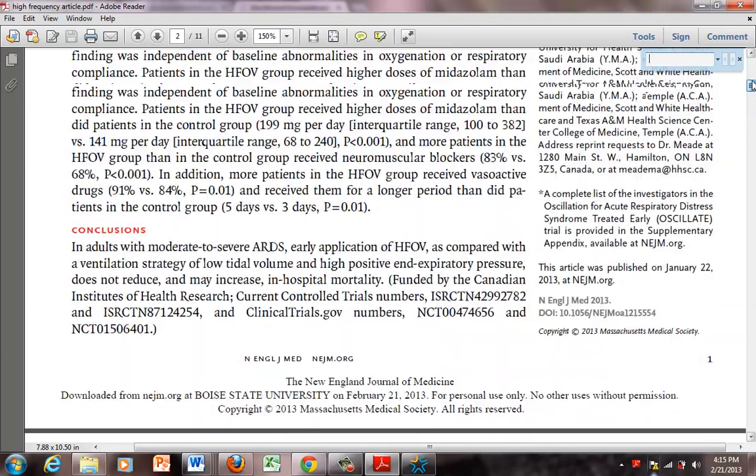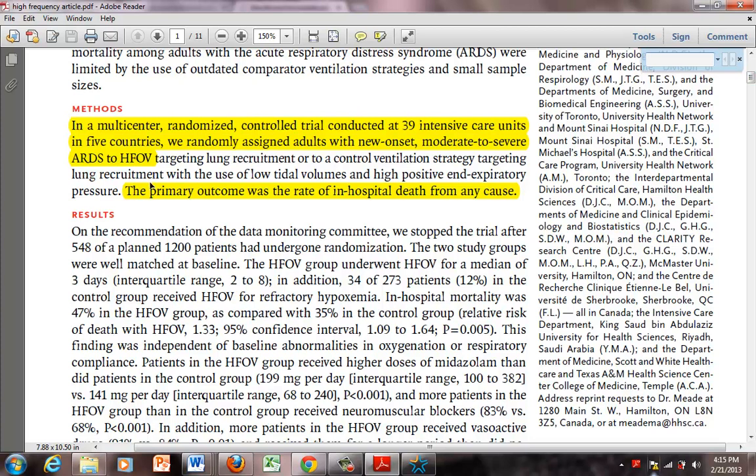These authors were looking at whether patients who are ventilated with normal conventional ventilation or high frequency ventilation had a higher death rate. So here is again the quick and dirty answer. Their primary outcome was rate of in-hospital death from any cause. That means kidneys, their heart just stopped, so the electrical pattern of their heart, not just their respiratory system. Did they die after receiving, if they were in the treatment group, high frequency ventilation, did they die? If they were receiving conventional ventilation, did they die?